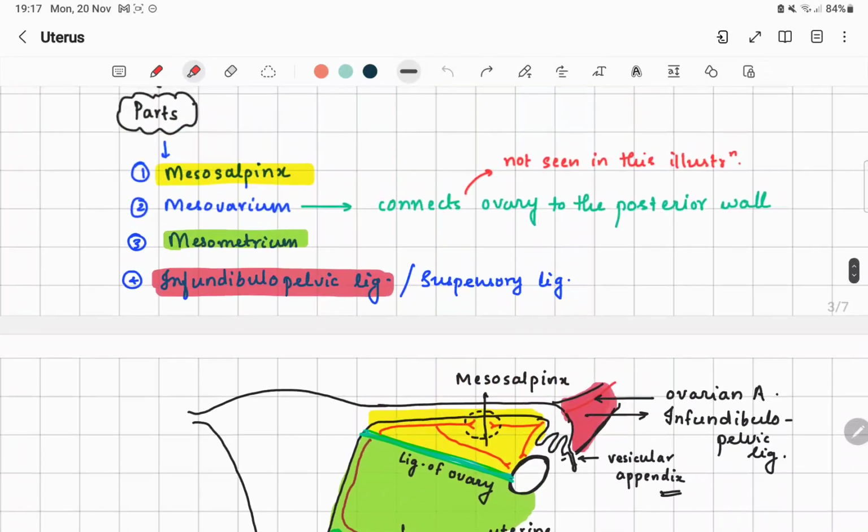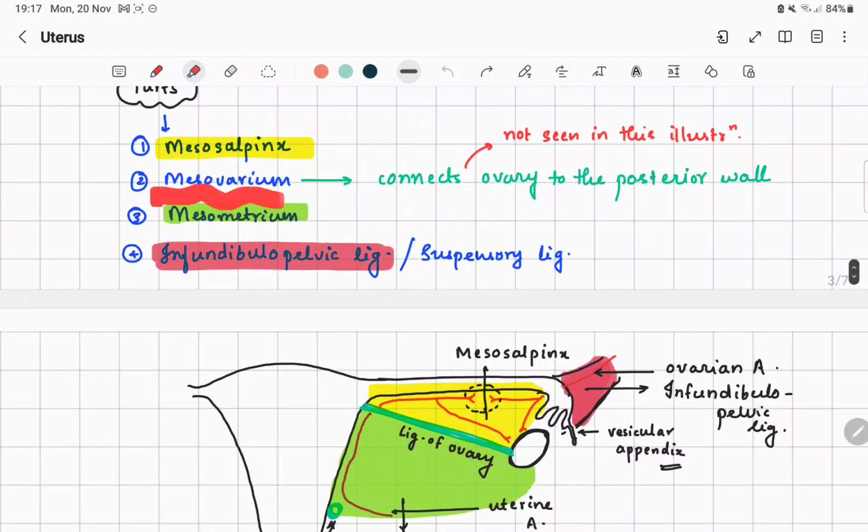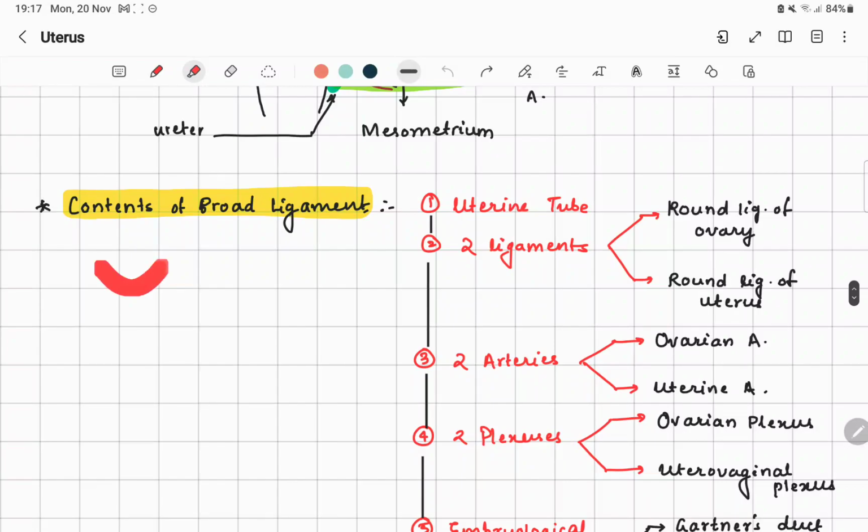So this is that. And mesovarium is not seen in this illustration. It connects the ovary to the posterior wall, understood? After that, let's talk about the contents of the broad ligament.